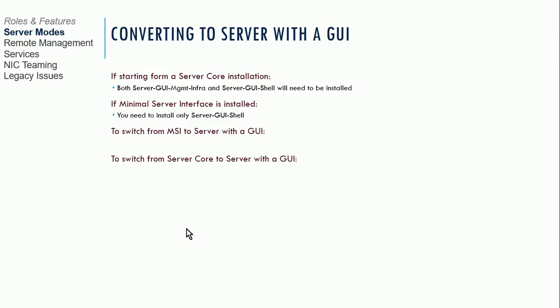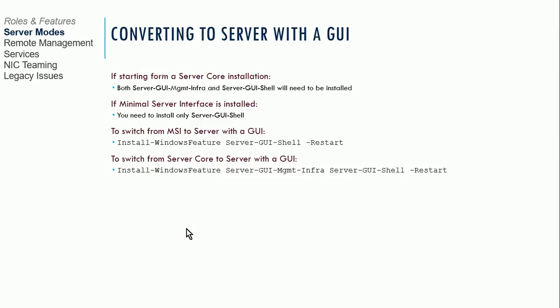If the minimal server interface is installed, then you can install just the Server-Gui-Shell. And if you do that, you'll have your full user interface. To switch from the minimal server interface to a server with a GUI, you'll run this command: Install-WindowsFeature Server-Gui-Shell, and then restart, and it'll come back up, and you'll have your full user interface. It doesn't take long, so this is something you could do if you just need to use that GUI shell for something specific and you can't do so from a remote system, or maybe you're installing some application that requires it.